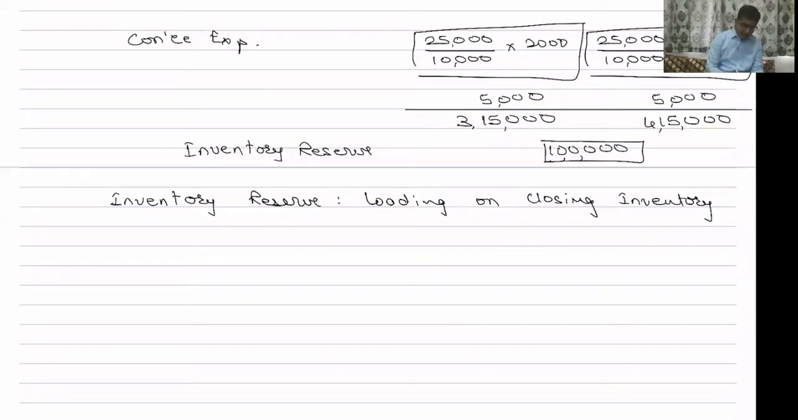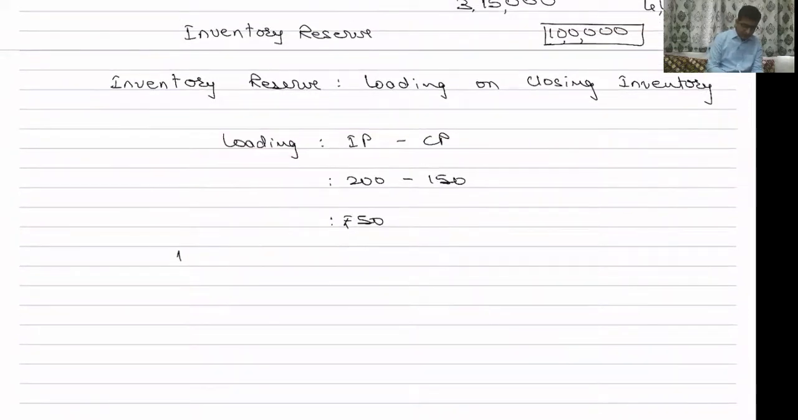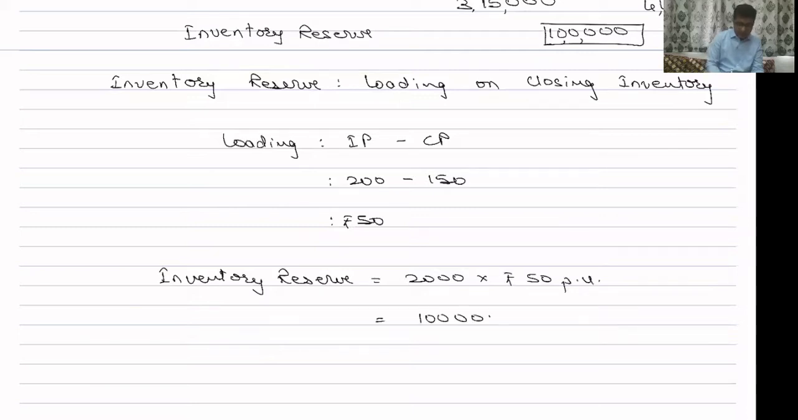In the instant case, loading is nothing but IP minus CP or not. IP of the goods given to us is 200. Cost price of the goods given to us is, I'm sorry, 150. So loading per unit is rupees 50. How many units are remaining with us? 2,000. Therefore, loading, or I will say inventory reserve, will be equal to 2,000 units into rupees 50 per unit. That is equal to 1 lakh rupees or not. So if I have done the valuation of inventory at invoice price, I can directly calculate the inventory reserve as well. Did you get that point?